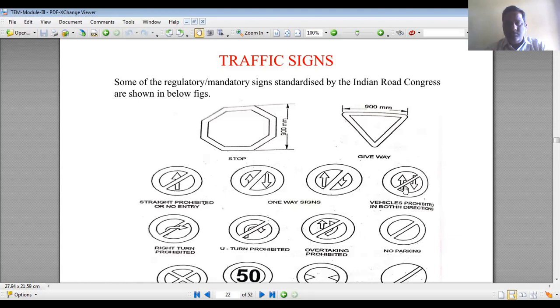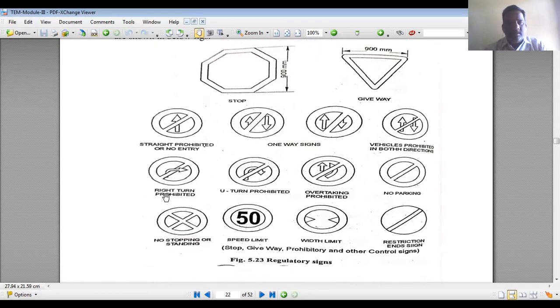Next, vehicles prohibited in both directions. That means in this direction and in the opposite direction also, vehicles are not allowed. For that information, this type of signboard is used. Next, right turn prohibited. For that, you have to provide this type of signboard. U-turn prohibited. Overtaking prohibited. See, this is the overtaking symbol. Here we want to prohibit the overtaking process. That's why this type of signboard is used at places where we want to prohibit overtaking.